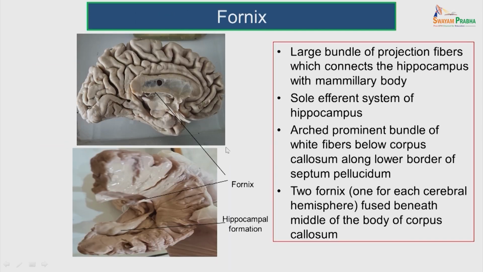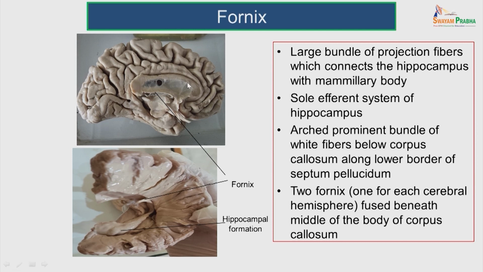Now, let us see the fibers, that is the fornix. It is a large bundle of projection fibers which connects the hippocampus with the mammillary body, and as I said, it is the sole output system of the hippocampus. It is an arched, prominent bundle of white fibers, below the corpus callosum at the lower border of the septum pellucidum.